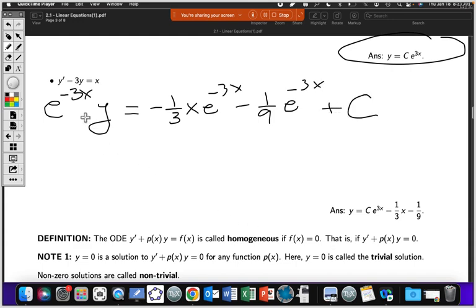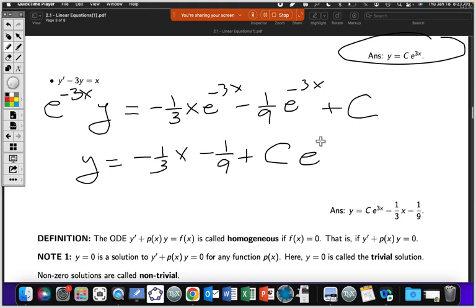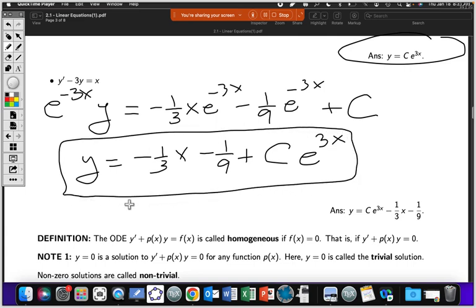And so to solve for y, we would be dividing both sides by e to the minus 3x, which is the same as multiplying by e to the positive 3x. Once you do that, these would cancel out. So you get a minus 1/3 x minus 1/9, and then you pick up a c e to the positive 3x. Any questions on getting to the final answer here? You see what's happening?